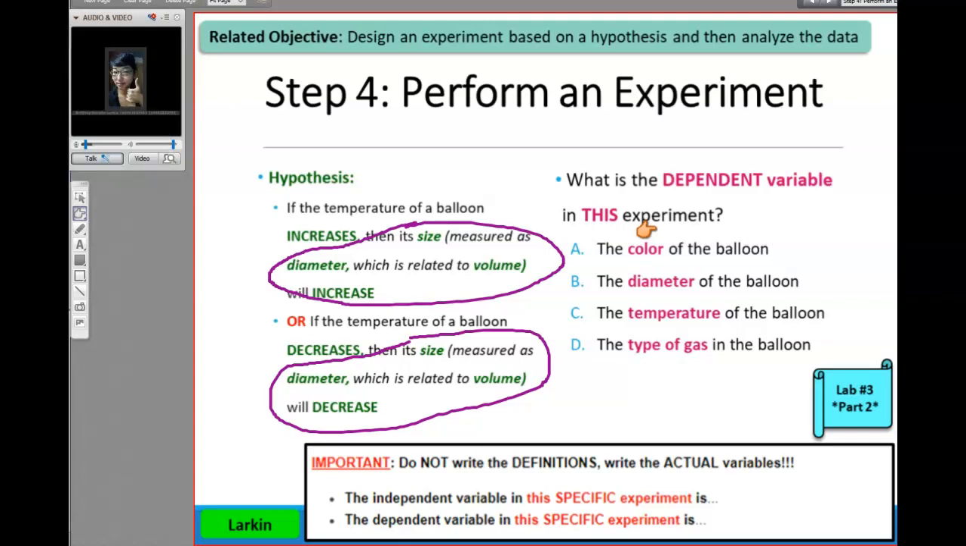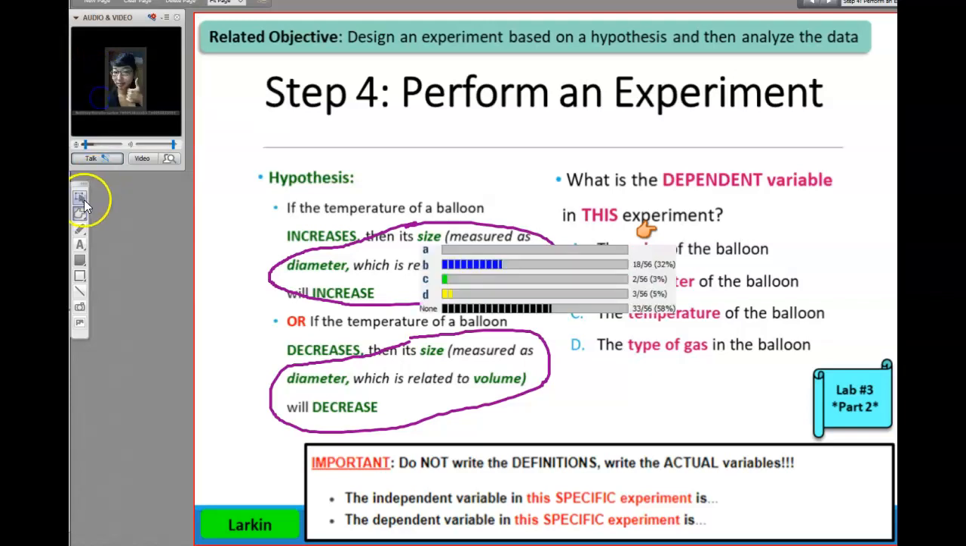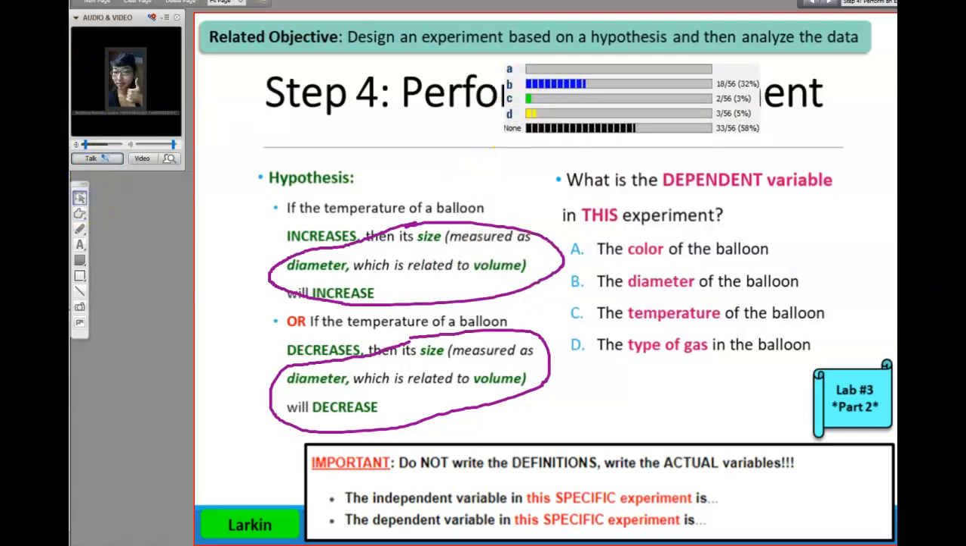All right, looking good. Let me go ahead and publish those up on the board for you. All right, looks like most of us are saying letter B, and letter B is correct. The diameter of the balloon. I would have also accepted the size of the balloon or the volume of the balloon, but obviously those weren't options in your polling, all right?